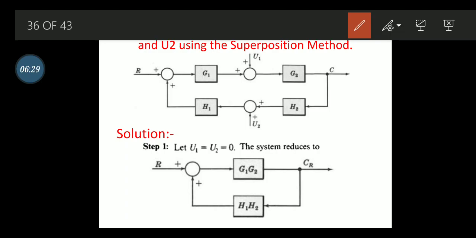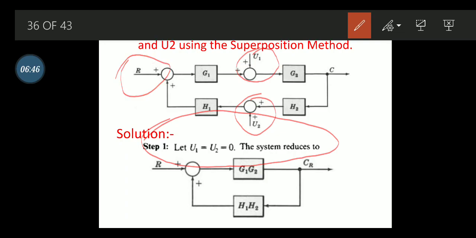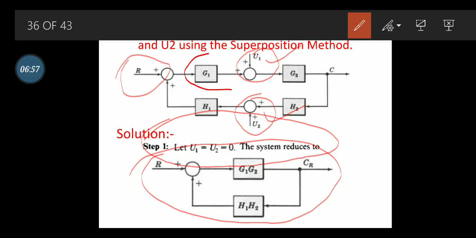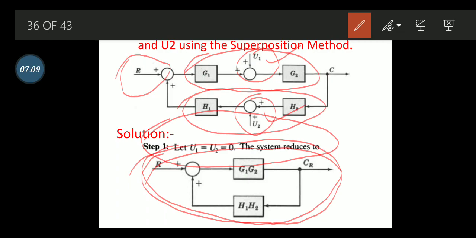Now here step number 1 is followed, that is let u1 equals u2 equals 0. So we set the two input responses, u1 and u2, to 0. Then considering R alone, the system reduces to this form. If u1 is 0 and u2 is 0, these two blocks are in cascade form, and these two blocks are in cascade form, then eliminating the cascade blocks, the equivalent block diagram will be like this.